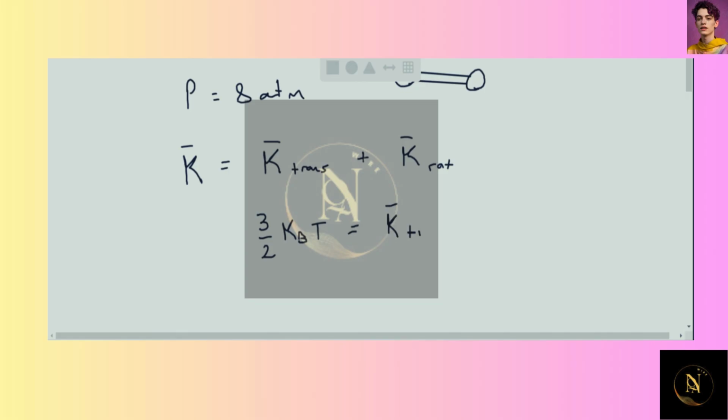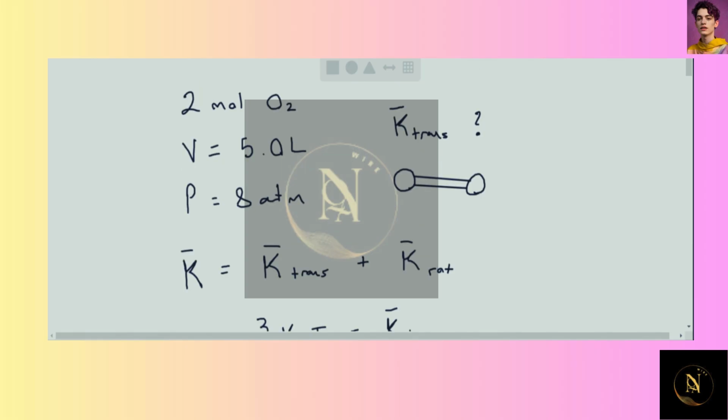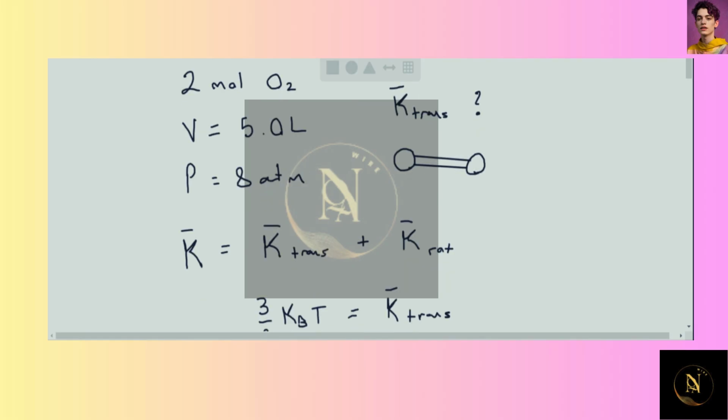Now, if we have the temperature, we will be able to calculate what this average translational kinetic energy is. Of course, we don't have the temperature, we have these other parameters over here. So what we're actually going to do is approximate this as an ideal gas to determine the temperature, and then we will calculate the translational kinetic energy from that.